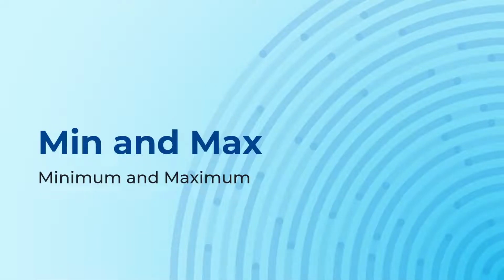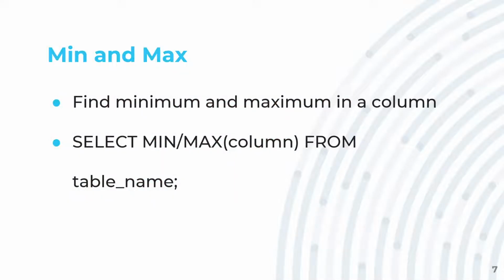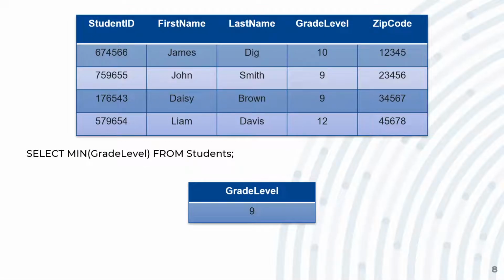So now let's talk about minimum and maximum functions. Obviously, they are used to find the minimum and maximum in a column. You can do this by saying select min or max from the column name from the table name. So here we are finding the minimum grade level from the students table with this statement, which it prints out.